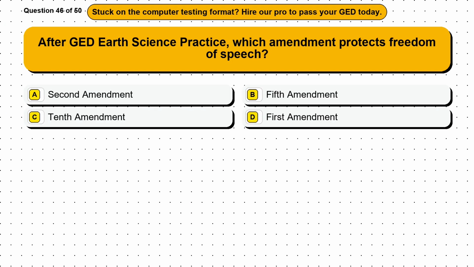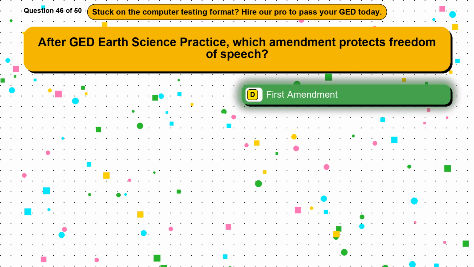Question 46. After GED Earth Science Practice, which amendment protects freedom of speech? Option A. Second Amendment. Option B. Fifth Amendment. Option C. 10th Amendment. Option D. First Amendment. The correct answer is option D.